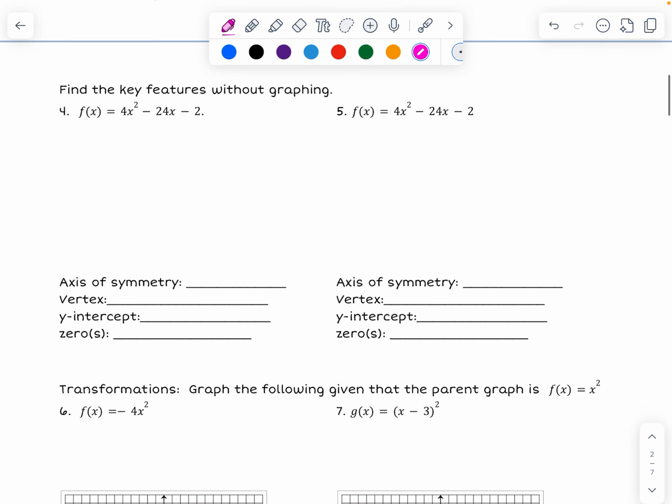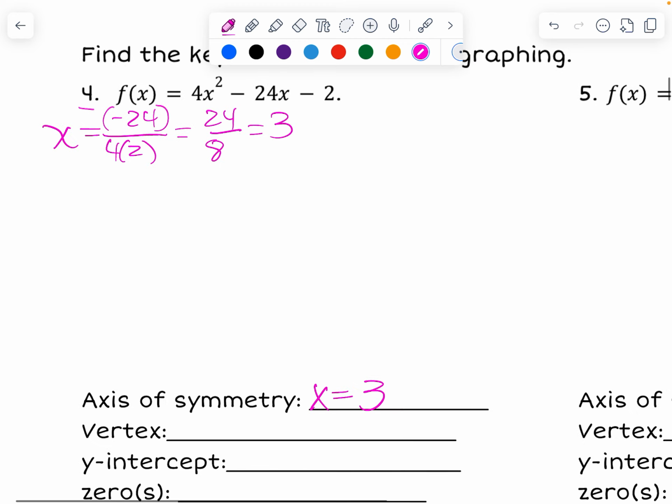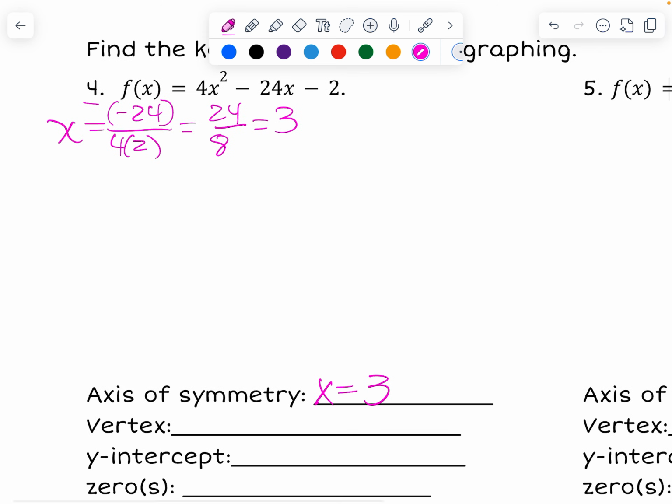Next, key features without graphing. So x equals negative 24, negative 24 for 4 times 2. I did all that backwards. So that's 24 over 8, which would be 3. So x equals 3. Did not give enough space for this.